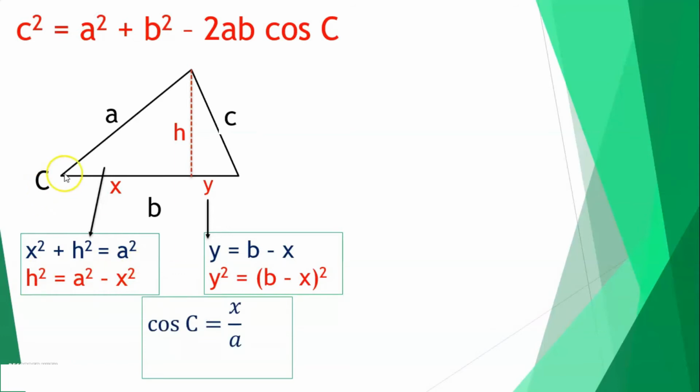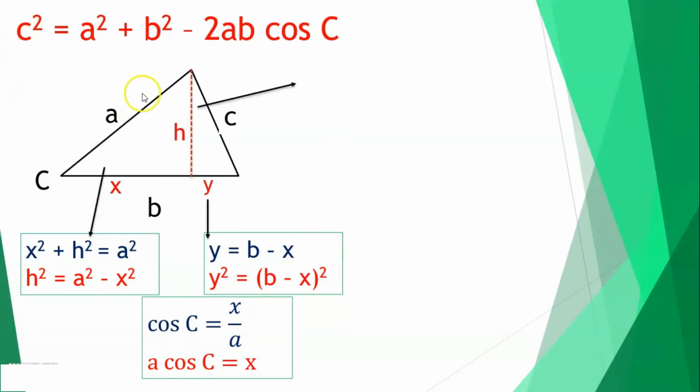Another, now solving for cosine C. Now, cosine is adjacent over hypotenuse. Referring to this, the adjacent side is x and the hypotenuse is a. So, cross multiplying this, a cosine C is basically x.